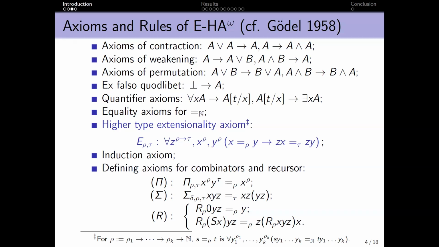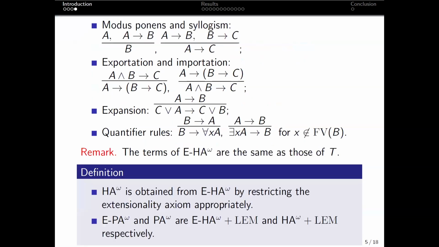Yes, and there are combinators as usual. And these are the rules of EHA omega. Please note that the terms of EHA omega are the same as those of Gödel's T. Then HA omega is obtained from EHA omega by restricting the extensionality axiom appropriately. And EPA omega and PA omega are obtained just by adding the law of excluded middle.